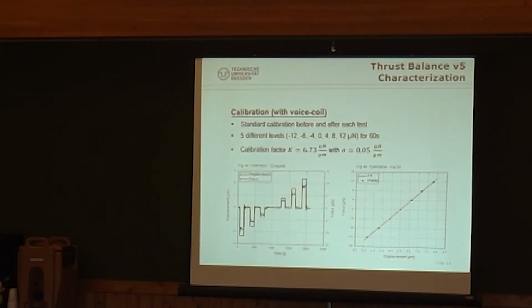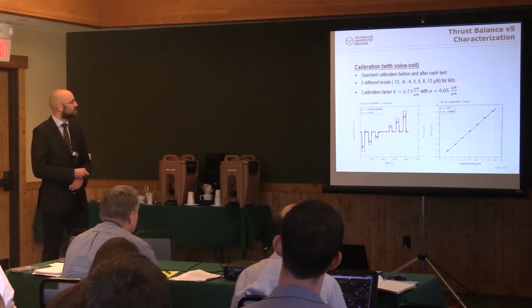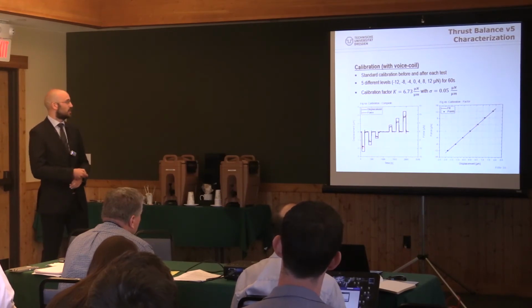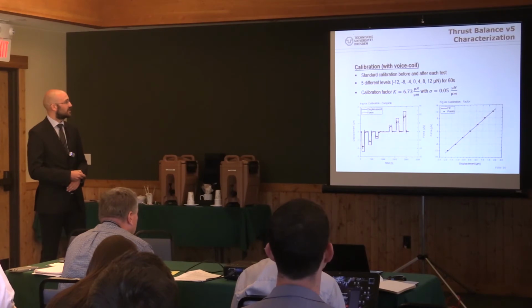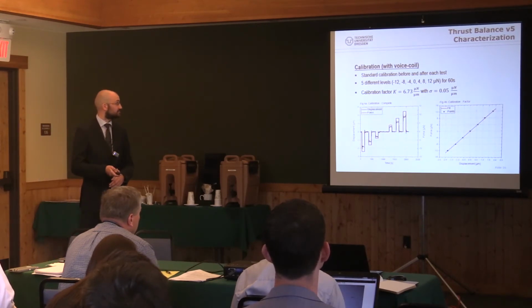So then the calibration of our balance. Like I said, before and after each measurement, we do a calibration. We do these micronewton steps and hold them for, in this picture, 120 seconds. We do a step, do a step, do a step. Then we calculate the average of each point, plot it in a line, and the slope of this line is our calibration factor. For this measurement it's 6 micronewton per micrometer, with a certain standard deviation.